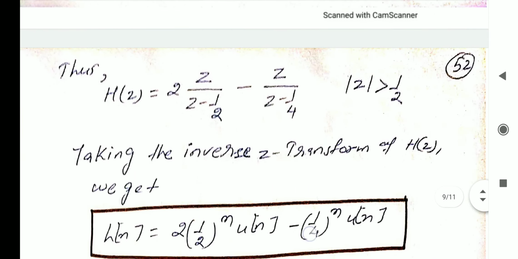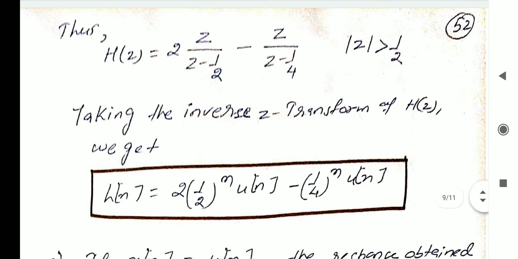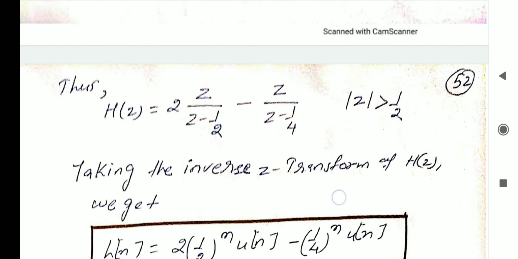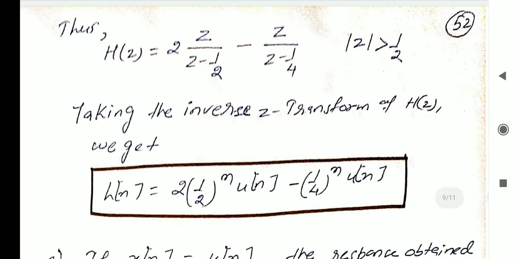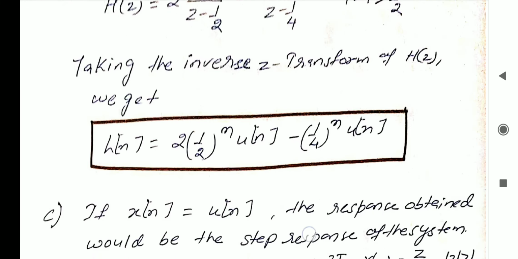So taking the inverse z transform of it, 2 into z by z minus 1 by 2 is 1 by 2 to the power n u(n), minus this one, that is z by z minus 1 by 4, can be written as 1 by 4 to the power n u(n). So this is the equation for h of n.